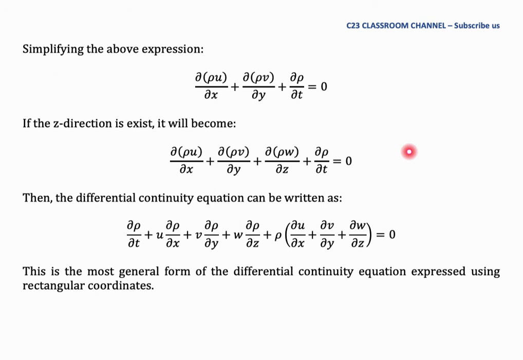Simplifying the above expression, we could write it as ∂(ρu)/∂x + ∂(ρv)/∂y + ∂ρ/∂t = 0. And if we calculate in three dimensions, we could add the z direction, and the terms will become like this: ∂(ρu)/∂x + ∂(ρv)/∂y + ∂(ρw)/∂z + ∂ρ/∂t = 0.